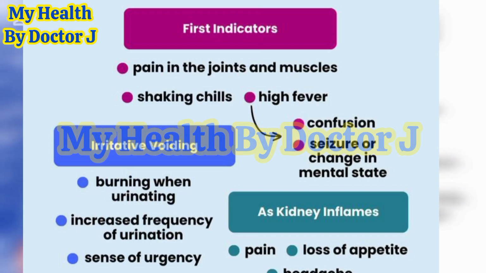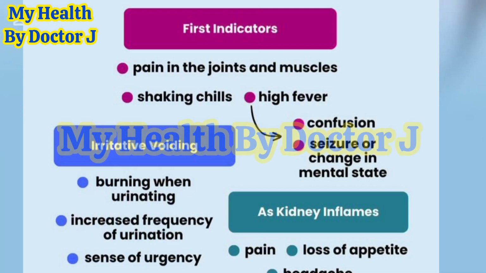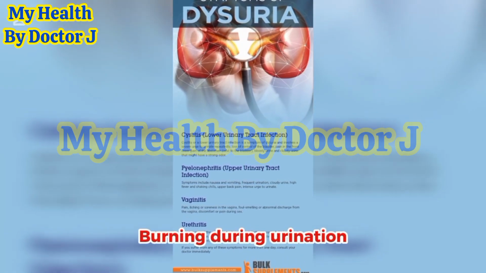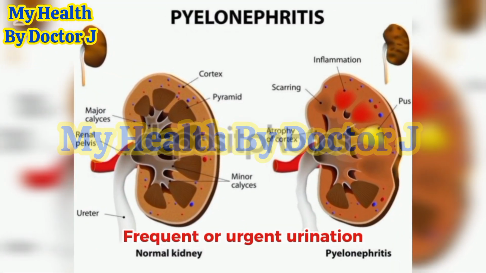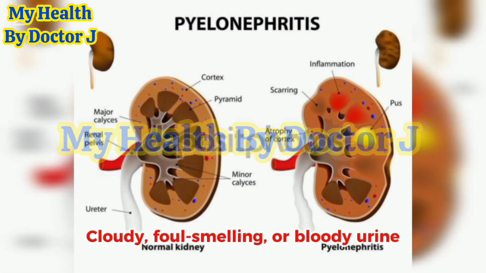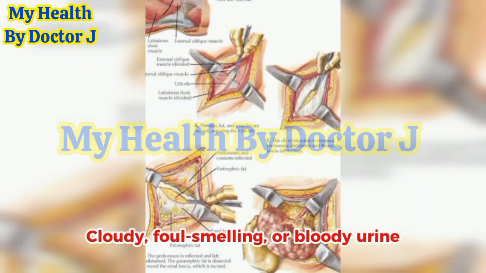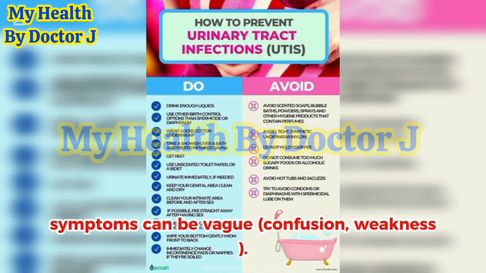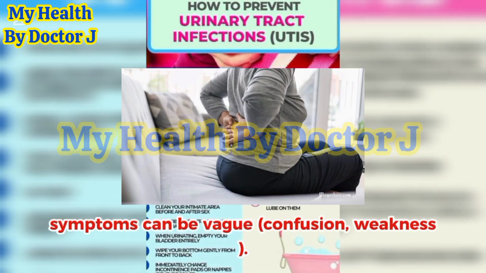4. Signs and symptoms. Classic symptoms: high fever with chills, flank or back pain, usually one-sided, nausea and vomiting, burning during urination, frequent or urgent urination, and cloudy, foul-smelling, or bloody urine. In elderly or immunocompromised individuals, symptoms can be vague: confusion, weakness.